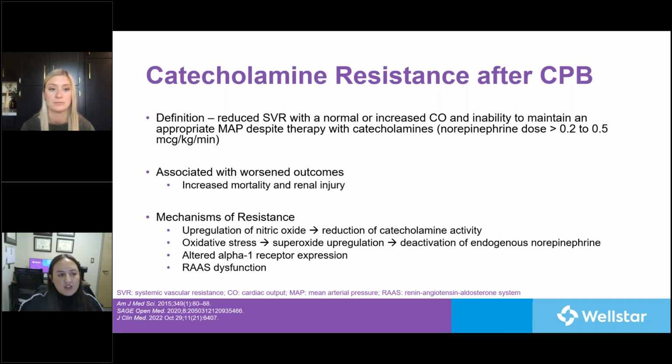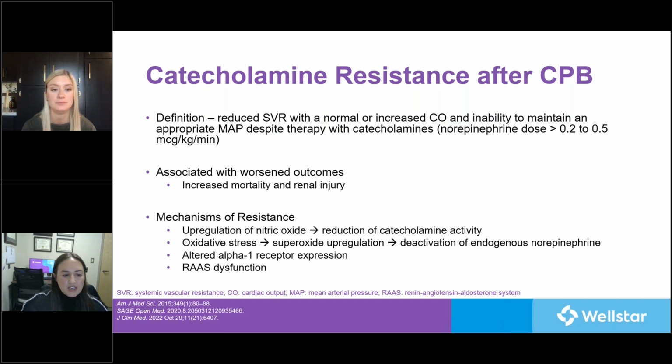Catecholamine resistance after bypass is associated with worsened outcomes. So it's associated with an increased risk of mortality and an increased risk of renal injury. And the mechanisms of this resistance that are proposed are kind of similar to the ones that Marylee already spoke to, but you can get an upregulation of nitric oxide, further reducing your catecholamine activity.